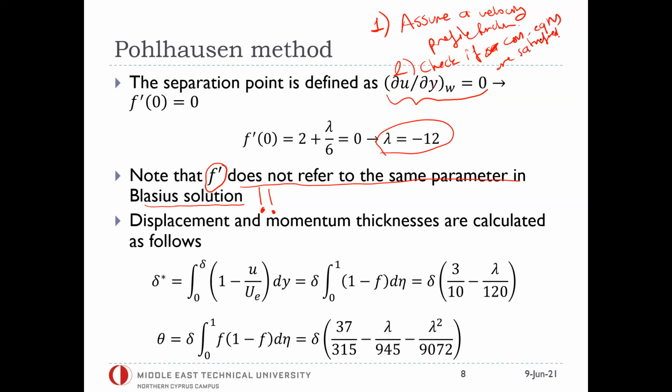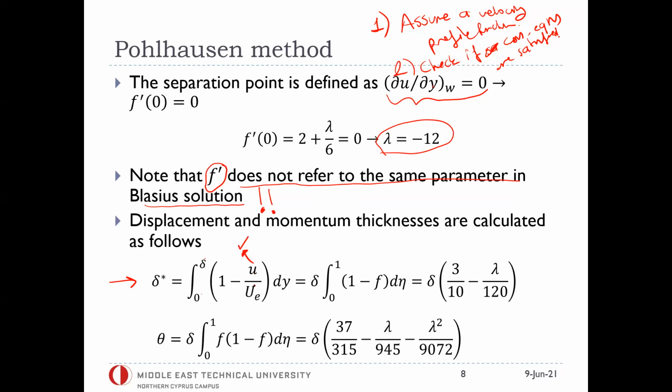How do we do that? For that purpose, we go back to our definition of displacement and momentum thicknesses. So here is our delta star. It needs an integration from 0 to delta of this term. In this term, U is our fourth order polynomial with those given coefficients. So we assume that now, and we plug that in.